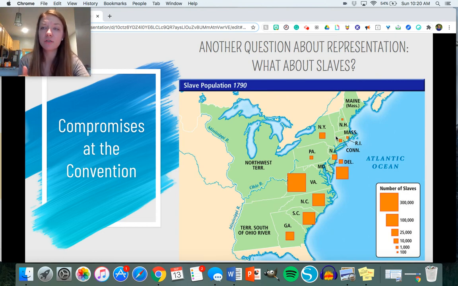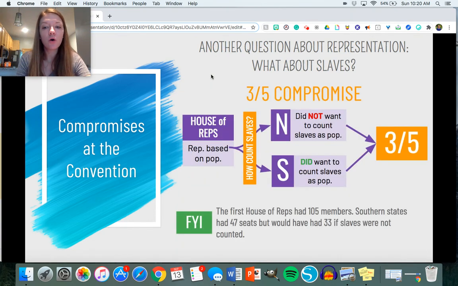The North, however, said, wait a minute, we are already smaller. We're already giving up representation in the House. We should not count slaves toward representation. Okay? So what we see is the 3/5 compromise. That is the name of this compromise that answers this question.